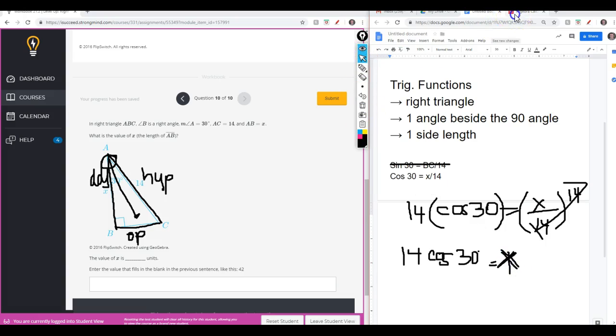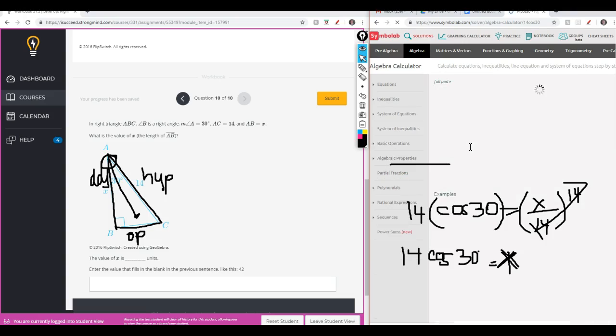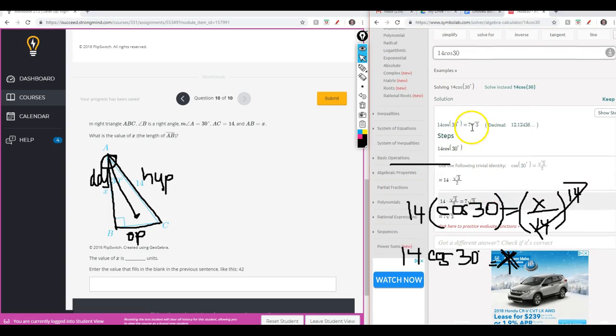So let's jump over to Symbolab, and we have 14 cosine of 30. So it says solving for 14 cosine of 30 degrees. That is what we want because we have 30 degrees. So the exact form is 7 square root of 3. However, this says to enter in the value that fills in the blank. So we're going to enter in 12.12.